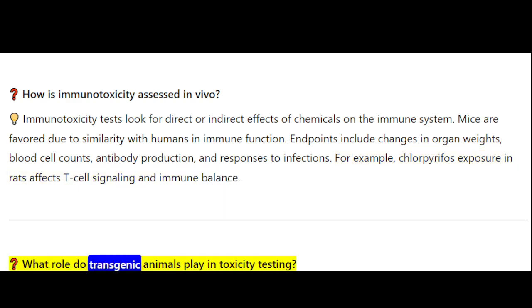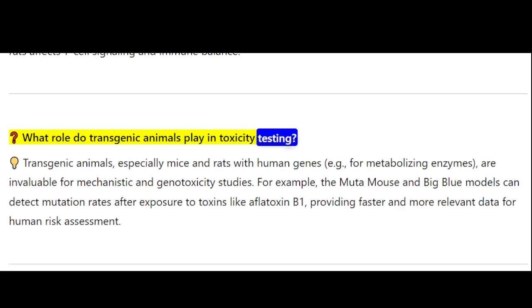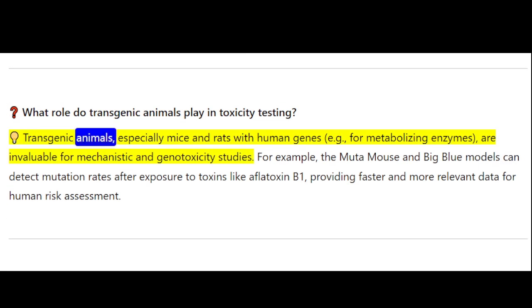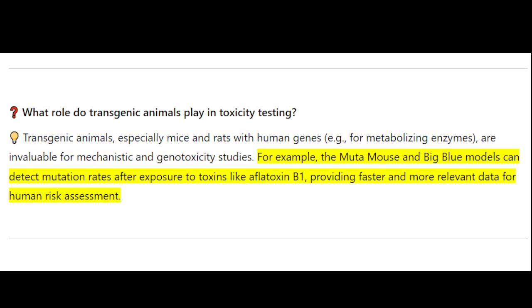What role do transgenic animals play in toxicity testing? Transgenic animals, especially mice and rats with human genes, for example, for metabolizing enzymes, are invaluable for mechanistic and genotoxicity studies. For example, the Muta mouse and Big Blue models can detect mutation rates after exposure to toxins like aflatoxin B1, providing faster and more relevant data for human risk assessment.